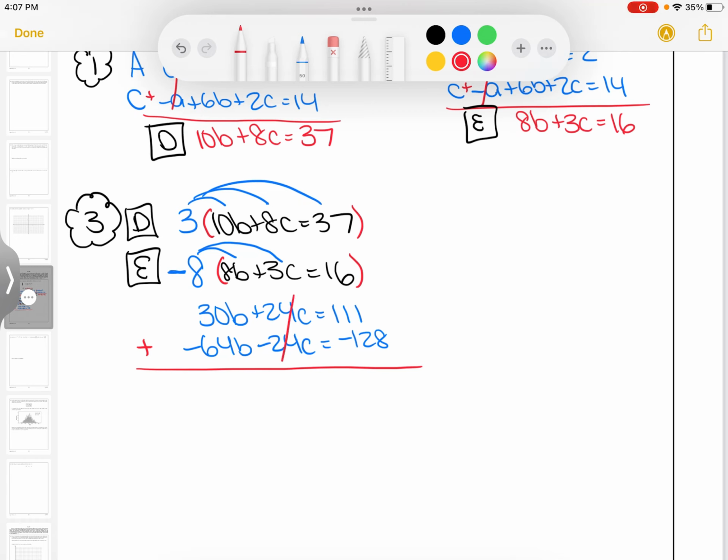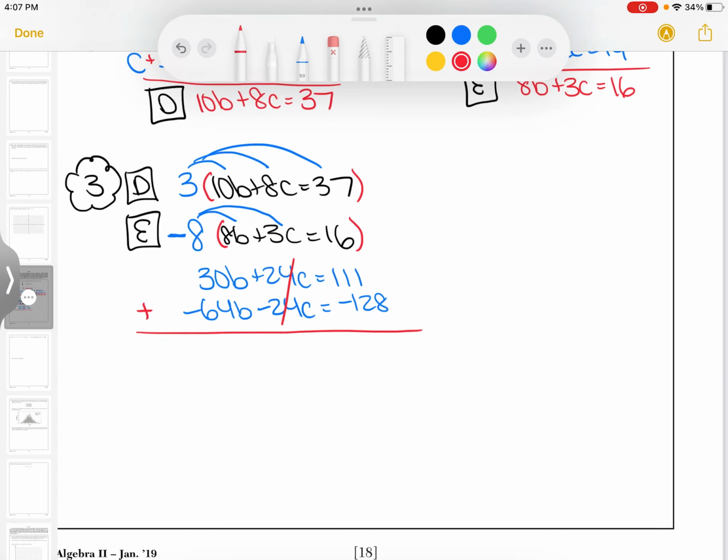And I'm going to add these together, and the c's eliminate. I could have done the b's and multiplied this by an 8 and this by a negative 10. That's what I'm saying. There's so many different paths. I'm just taking the path that I would have taken if I was taking the exam. So now I'm going to combine my like terms by adding. This is going to get me a negative 34b. Again, my c's canceled, and then 111 minus 128 is a negative 17.